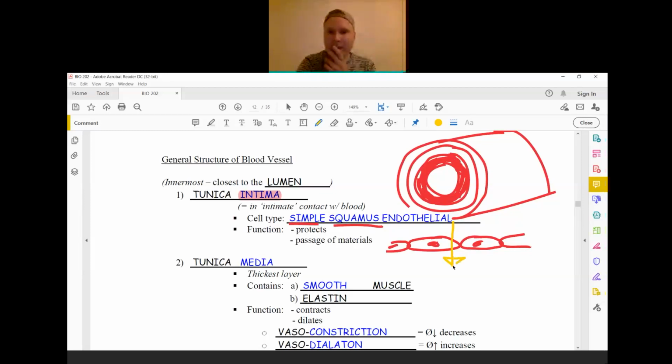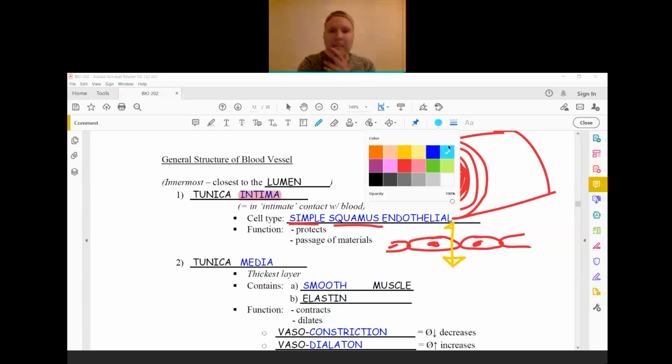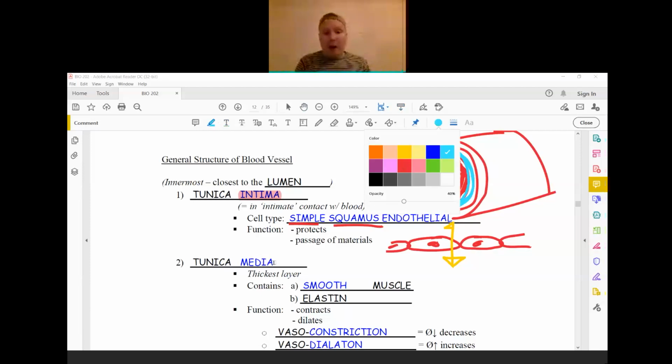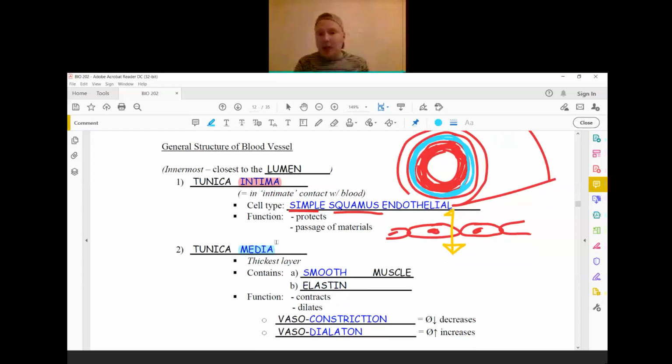Next layer is going to be our tunica media. Let's add that to our diagram here. This layer here. And tunica media is mainly made of smooth muscle. There's some elastin there. And this smooth muscle allows us to change the diameter of the blood vessel based on what needs we have for that blood vessel. So if we are doing vasoconstriction, that means that the diameter constricts, it goes down, it decreases. Vasodilation instead refers that the diameter of the vessel increases.